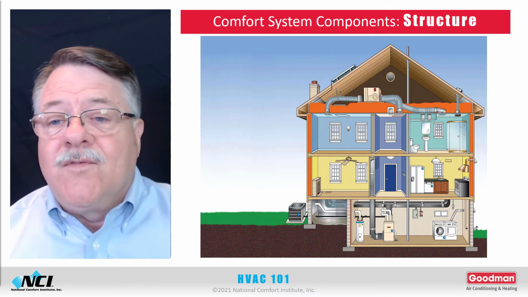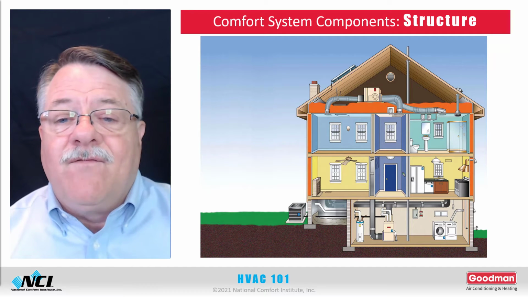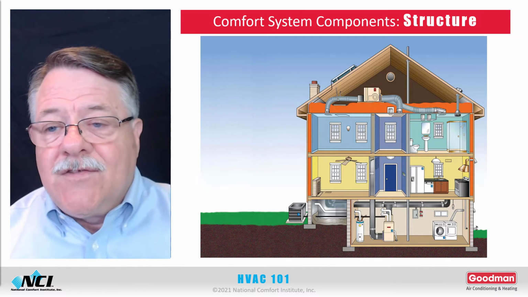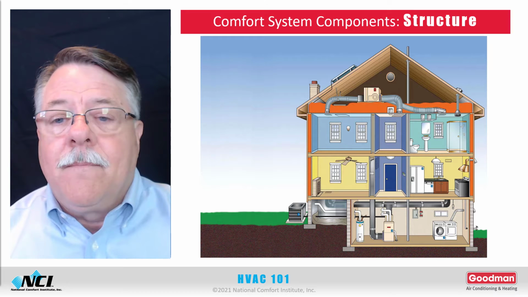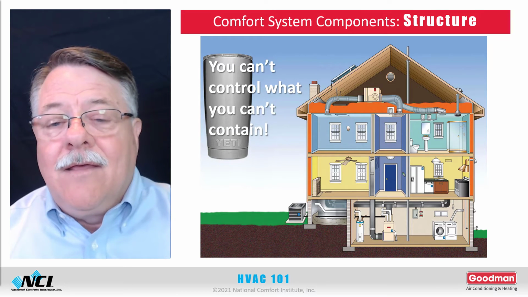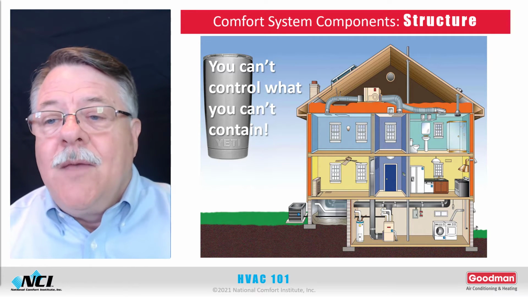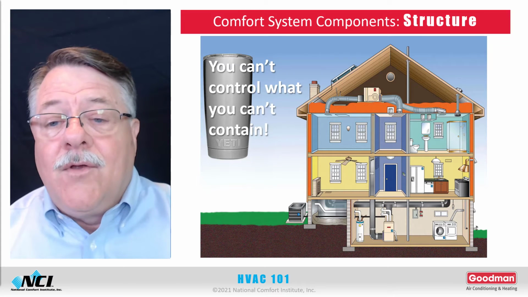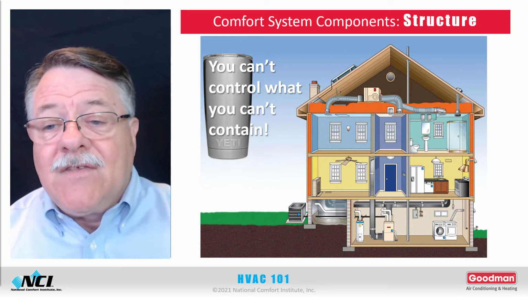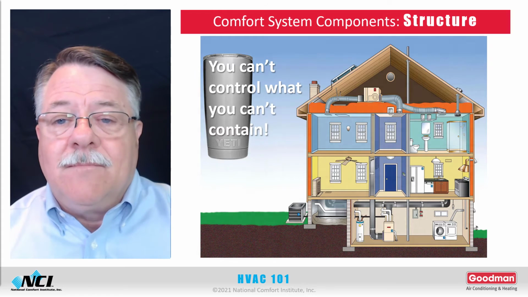Sadly, many homes across North America suffer from significant air leakage and insulation failures. This makes it extremely difficult for the HVAC system to keep the structure comfortable. Simply put, you can't control what you can't contain. A Yeti tumbler can keep warm things warm and cold things cold because they don't leak and they're well insulated. That's why air-sealed and properly insulated structures are an important part of the indoor comfort system.